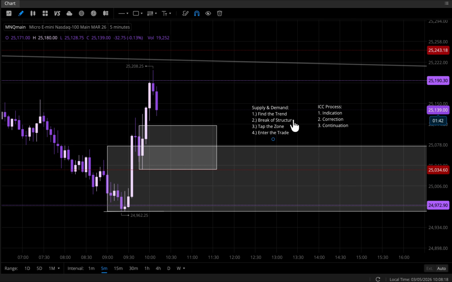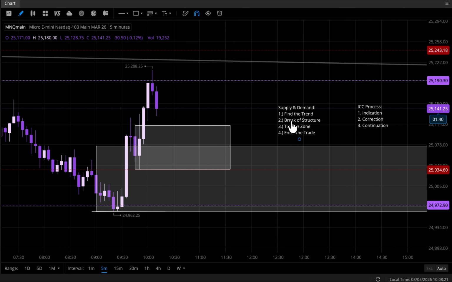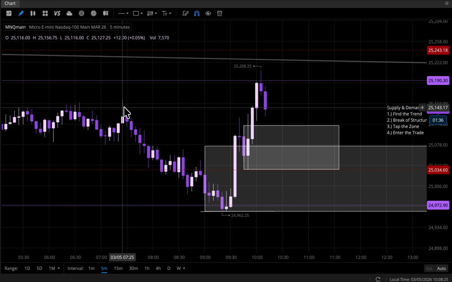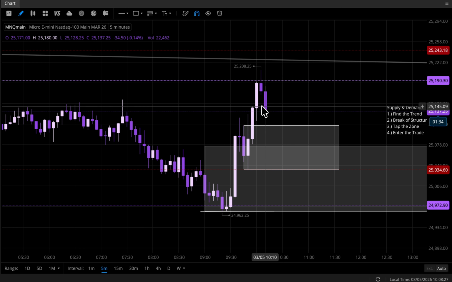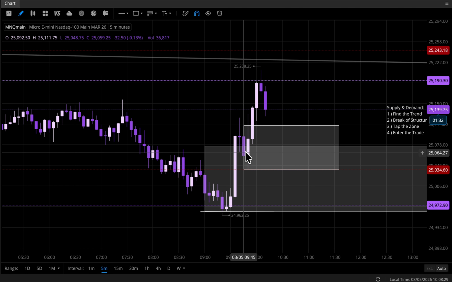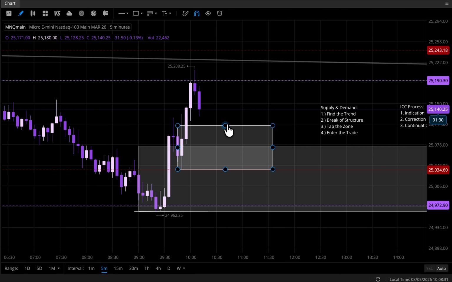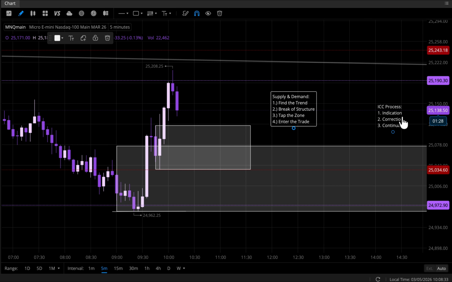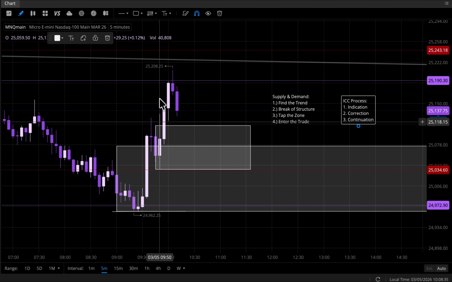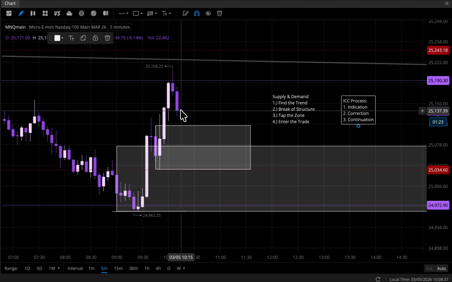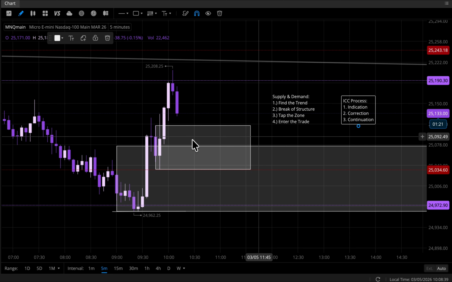All right. We found the trend. Price is currently on an uptrend. We have minor breaks of structure. We do have a break of structure here. It came out of this candle right here. So this is the 5-minute zone that we have. That is an indication price wants to push higher. Price is currently correcting, so we're waiting for the tap at the zone.